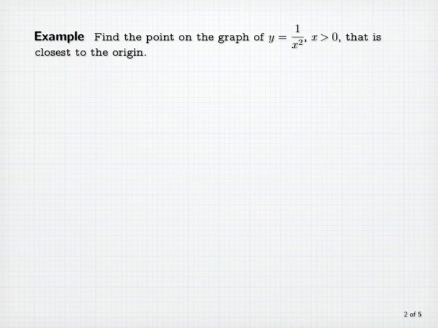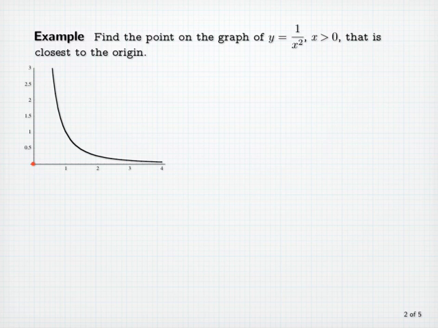Example. Find the point on the graph of y equals 1 over x squared, x greater than 0, that is closest to the origin. Here's the graph of y equals 1 over x squared. Notice that there is obviously a point on this curve that's closest to the origin.